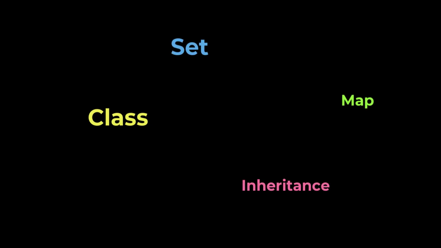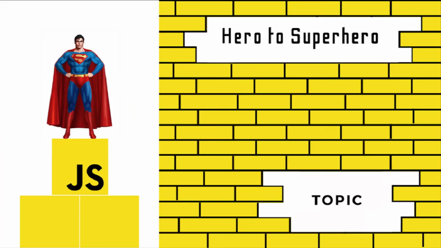There are also interesting concepts like hoisting, currying, memoization, immediately invoked function expression, also called IIFE, etc. And also a few more concepts in ES6 like class, inheritance, map, set, etc. We are going to learn all these in the advanced concept series JavaScript Hero to Superhero, which is coming next.